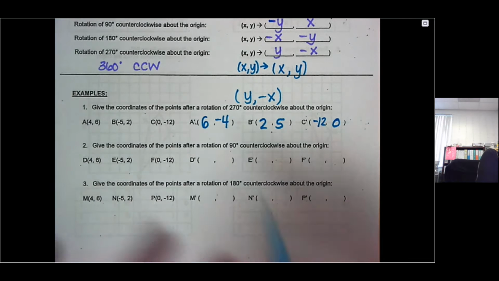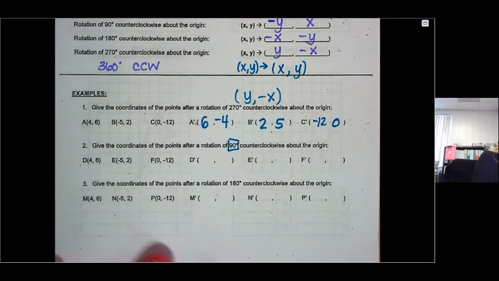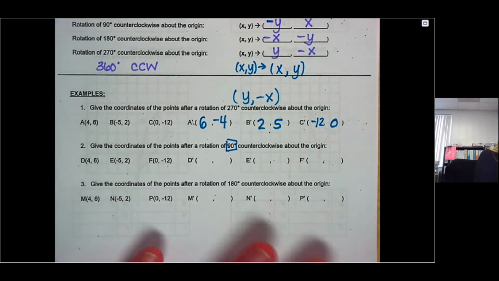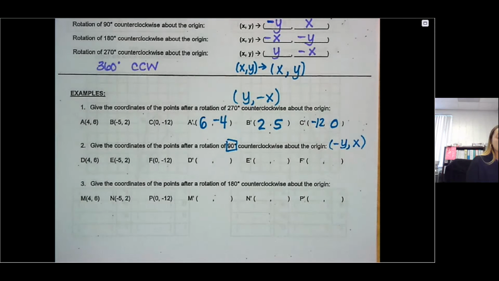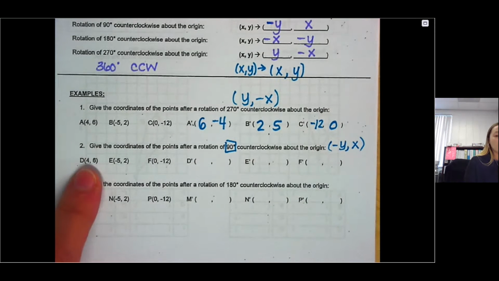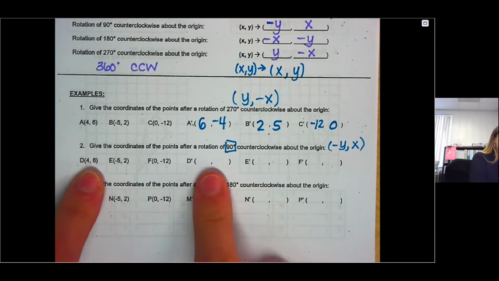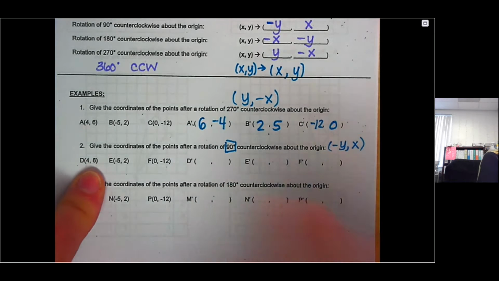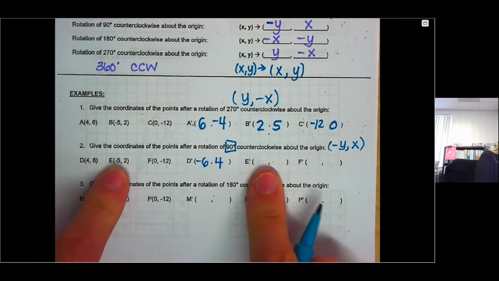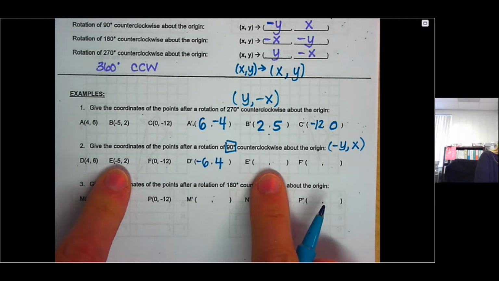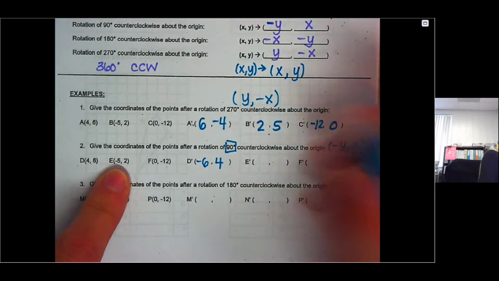Example 2 is 90 degrees counterclockwise. So 90 degrees means the X and Y trade places, and then this time the Y changes sign. So if we start at 4, 6, -6, 4. Good. What would E prime be? And -5. Yep, keep that 5 the same.